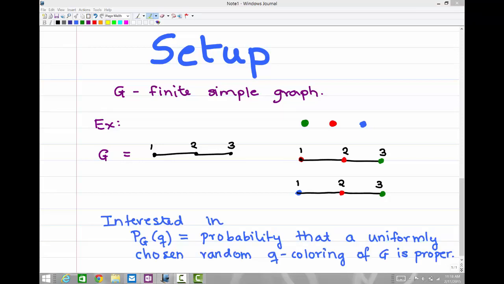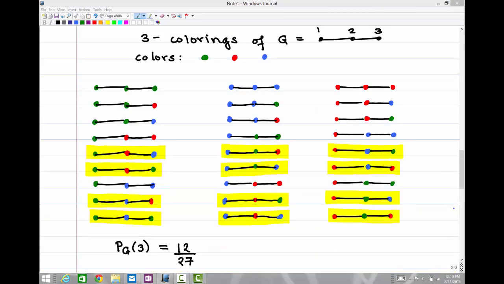The main goal of this paper is to understand the probability that a uniformly chosen random Q coloring of a graph G is proper. Here Q is the number of colors available. Let's consider an example. Once again, consider the graph G, which is a path on 3 nodes. In this case, there are 27 possible 3 colorings of the graph G as listed here. Out of these 27 colorings, there are 12 highlighted colorings, which are the proper colorings of this graph. Hence, the probability that a uniformly random 3 coloring of this graph is proper is 12 over 27.